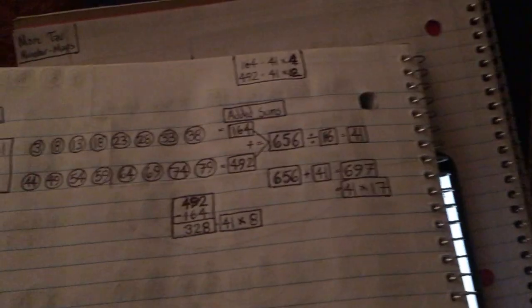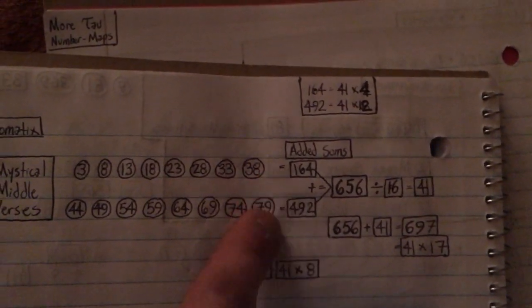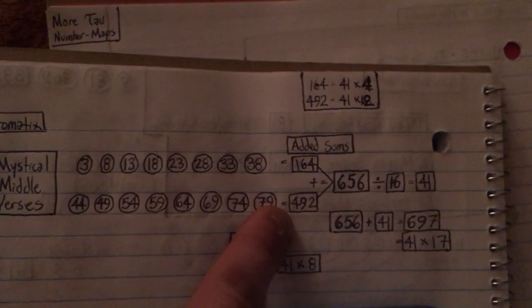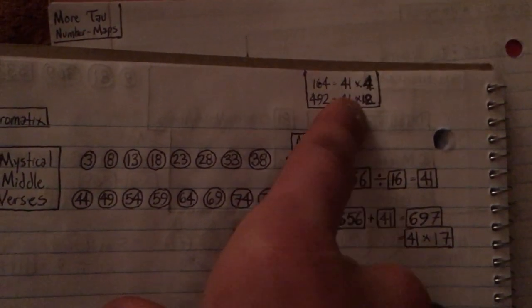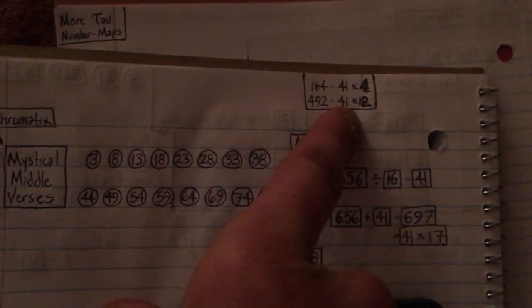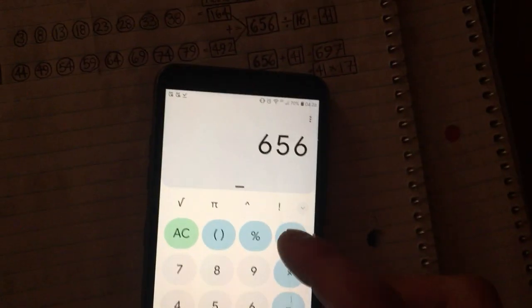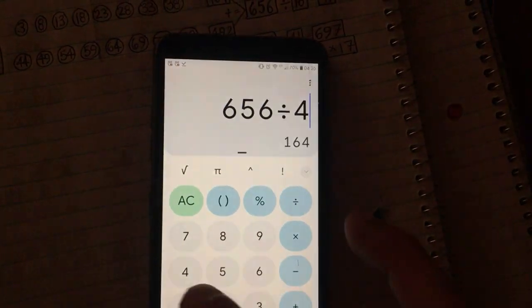So these are what are known as the mystical Tau verses, right? The first set of 8 gives us 164. The second set of 8 gives us 492, which are both multiples of 41, 4 and 12. If you add them up together, you get 656. Divide that by 41, and you get 16.